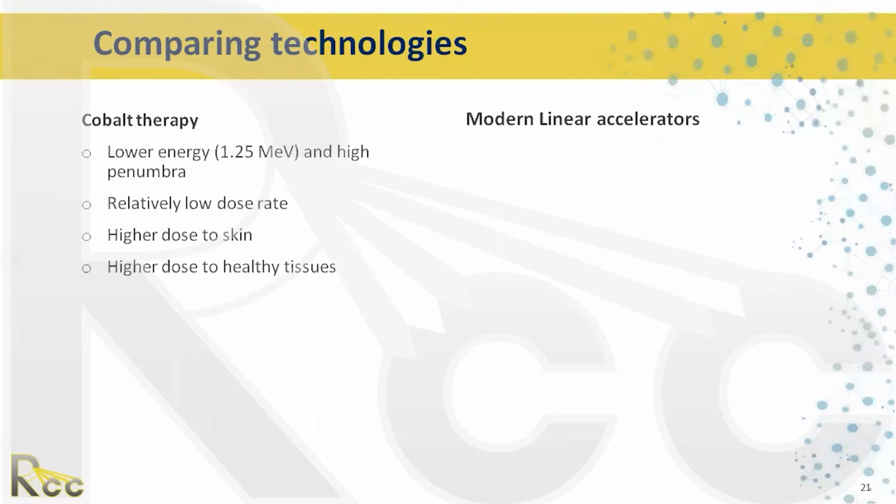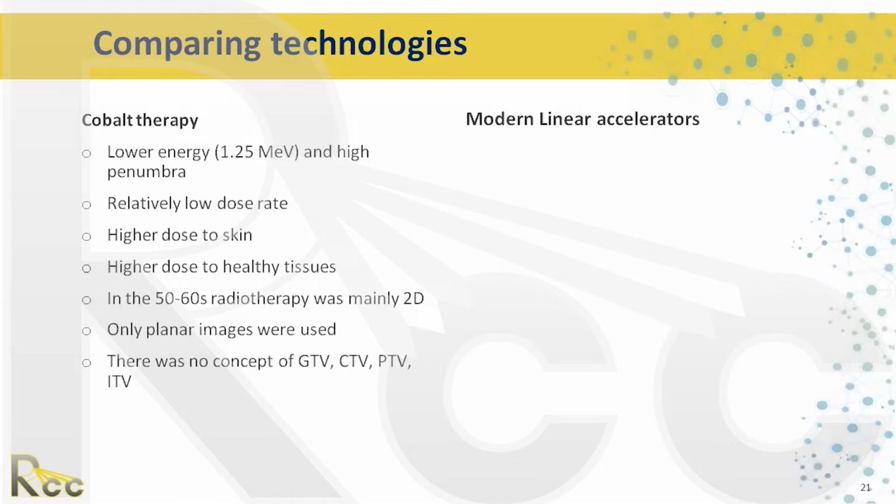Higher dose to healthy tissue because of the penumbra. Treatment planning was 2D, so we didn't have the advantage of three-dimensional planning and treating a volume. It was all treated in a cross section. Everything was planned as a cross section on a flat piece of paper, and we didn't have the ability to take computerized images and make it into a volume. Only planar flat images were used.